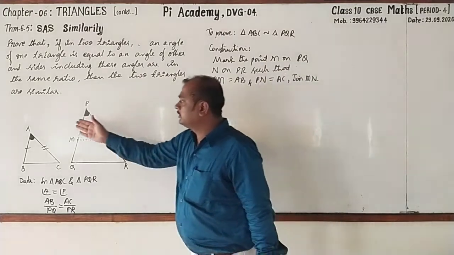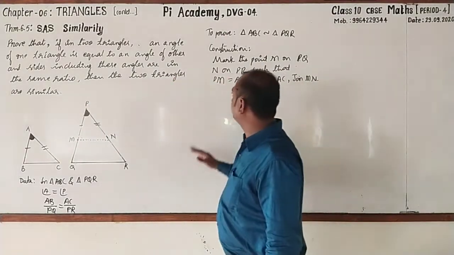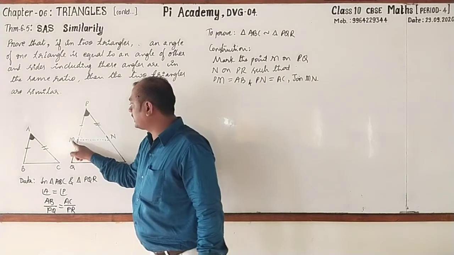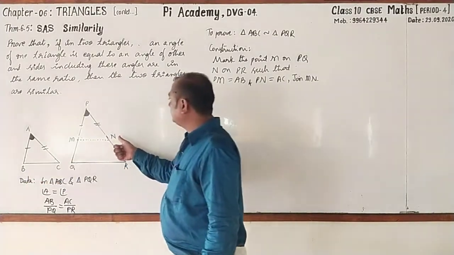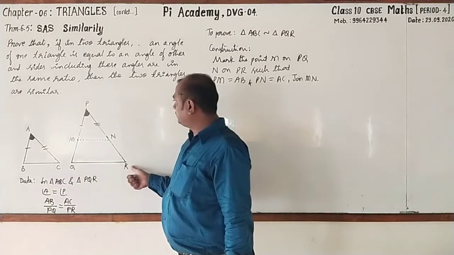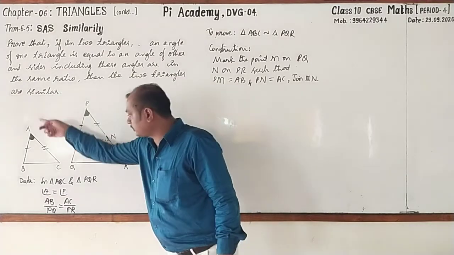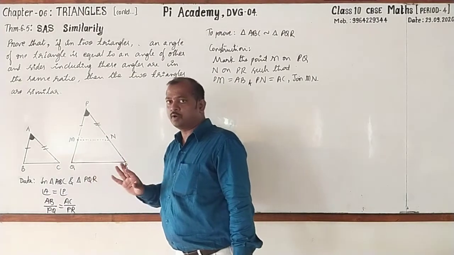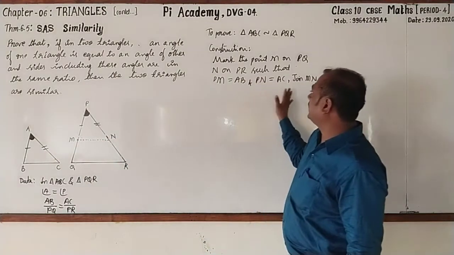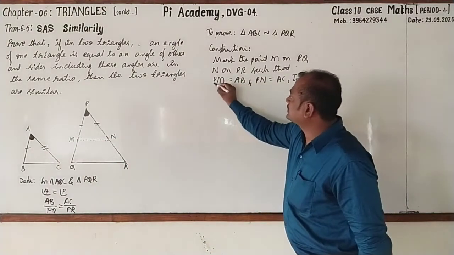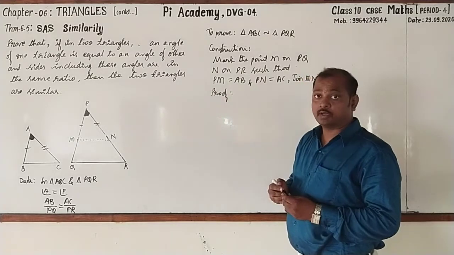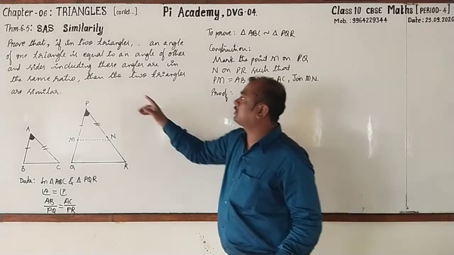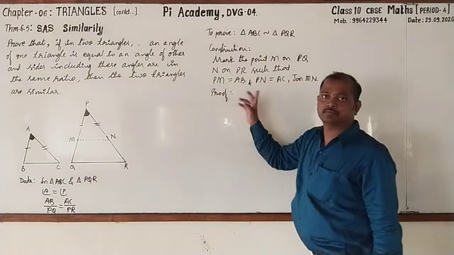Followed? Then construction is necessary. The construction is: mark the point M on PQ such that PM equal to AB, and N on the side PR such that PN equal to AC. Followed? Then we have to join MN. This much. Now let us go for writing the proof. So you have to write the proof with me, so copy from there to here.